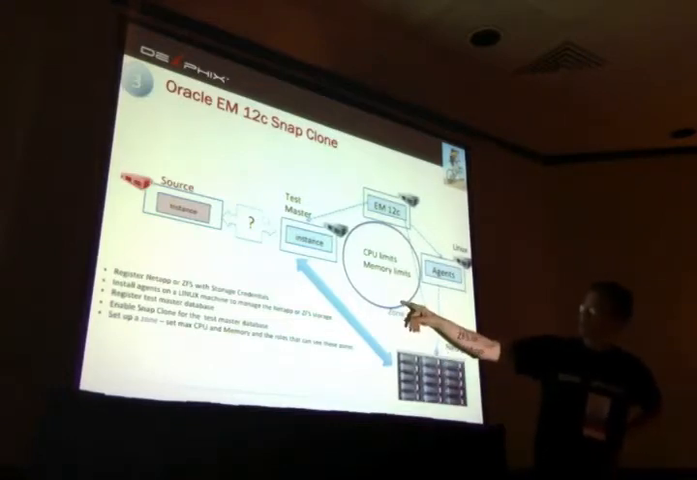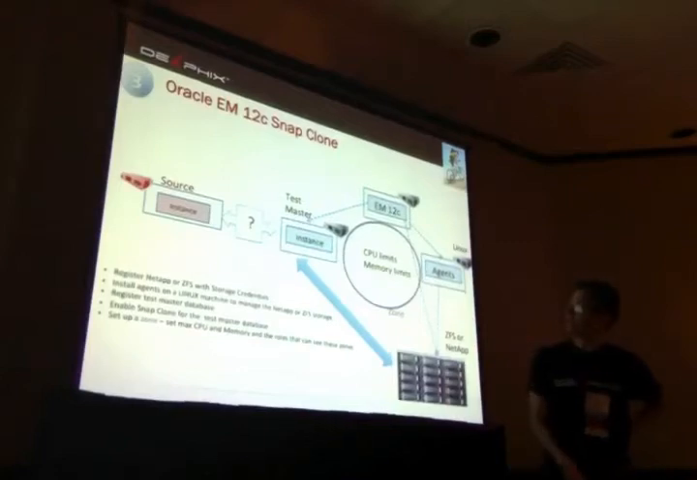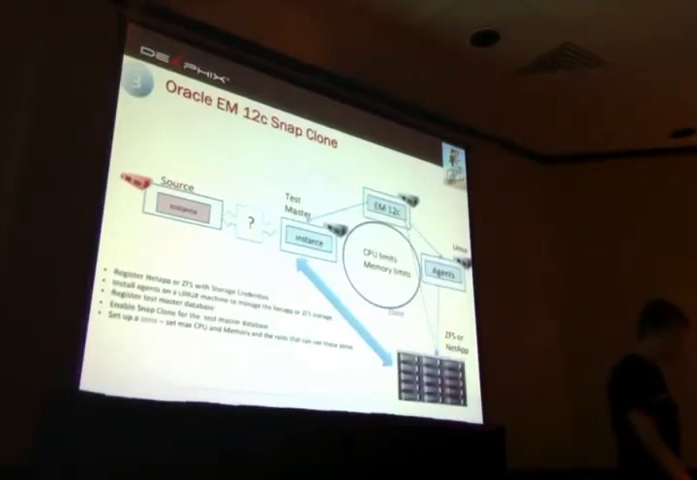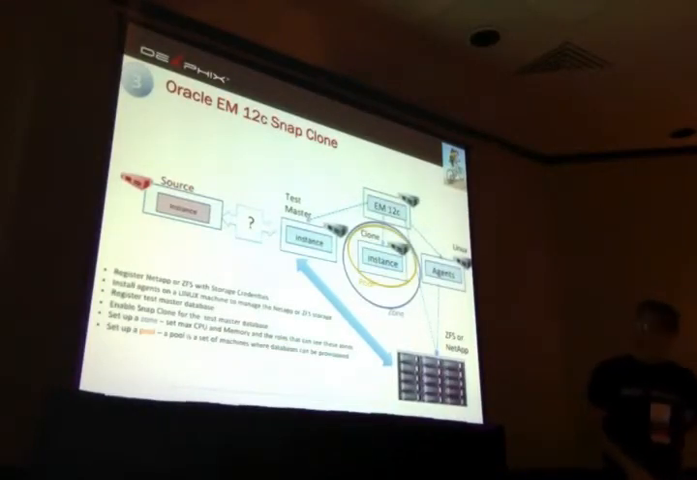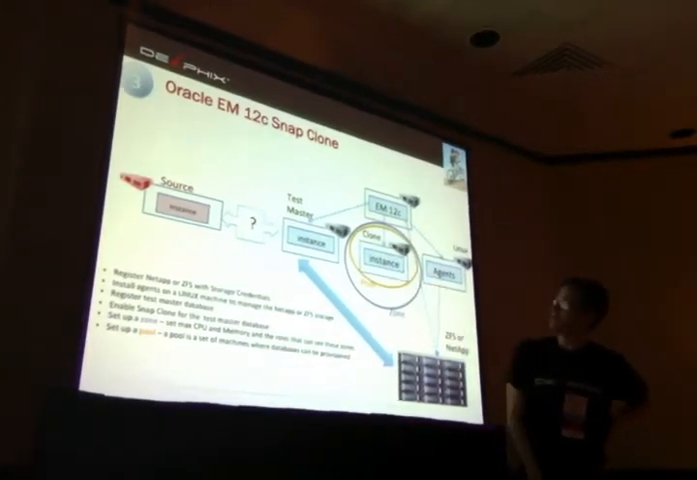You've got to create these things called zones. So a zone is mainly CPU limits and memory limits. And in those zones, you're going to put pools. So pools are sets of machines that you're allowed to create instances on.